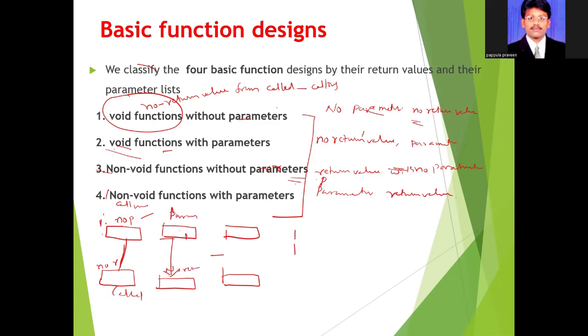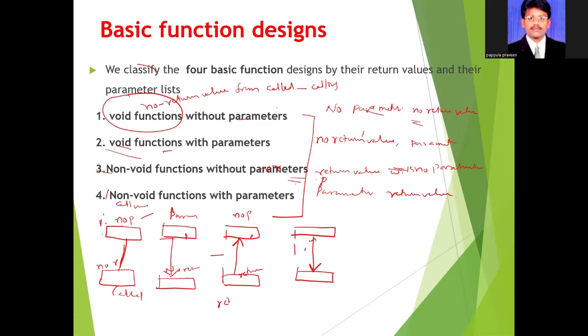Fourth one. Yeah. Now, third one is the no parameter, return value. Return value means we have to send a value from called function to calling function. And fourth one is the bidirectional.